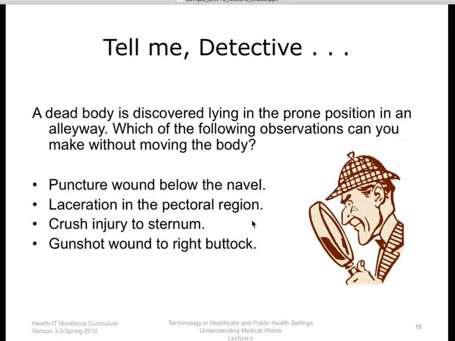Well, the correct answer is here, a gunshot wound to the right buttock, because remember, prone means laying on the stomach. You would not be able to see the navel, you would not be able to see the pectoral region, nor would you be able to see the sternum if someone were laying on their stomach. Therefore, the only thing you could tell is if there was a gunshot wound to the right buttock.